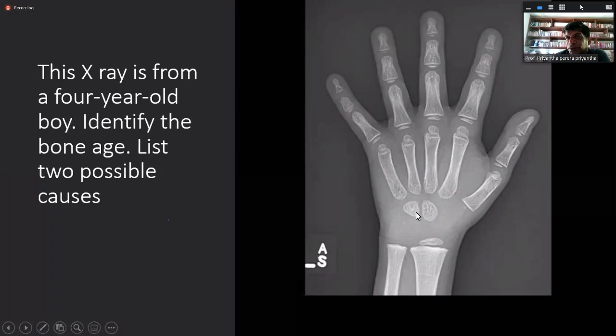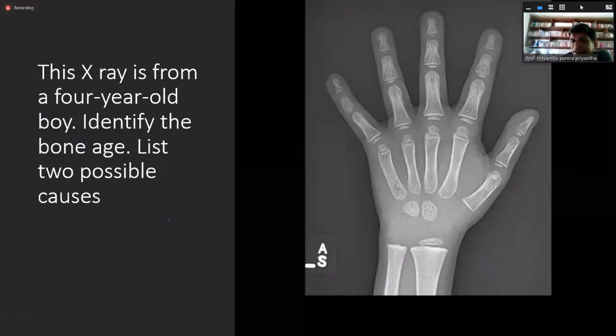carpal bones, right? So up to 6 months you can do the hand, and after 4 years you can use the hand again. But between 6 months and 4 years, you have to go for the entire upper limb. You go for the appearance of epiphysis of the humerus, radius, and ulna. In this child, you got 2 carpal bones, so it is more than 6 months. And the radius appears around 1 to 2 years, but none of them are there.